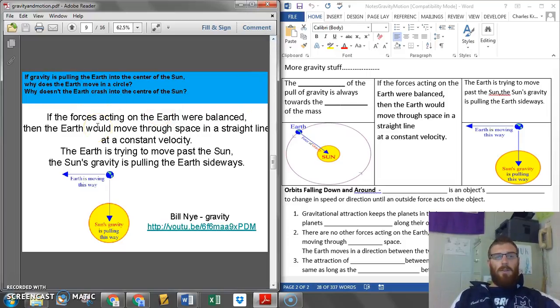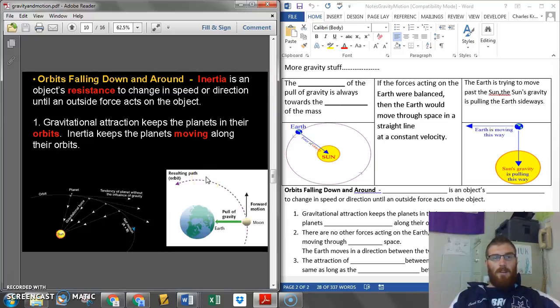If gravity is pulling Earth towards the center of the sun, why does Earth move in a circle? And why doesn't Earth crash into the center if it's being pulled towards the center? Well, if the forces acting on Earth were balanced, then the Earth would move through space in a straight line, okay? And at that consistent velocity. But the Earth is trying to move past the sun. It's just that the gravity of the sun is pulling Earth around it, okay?